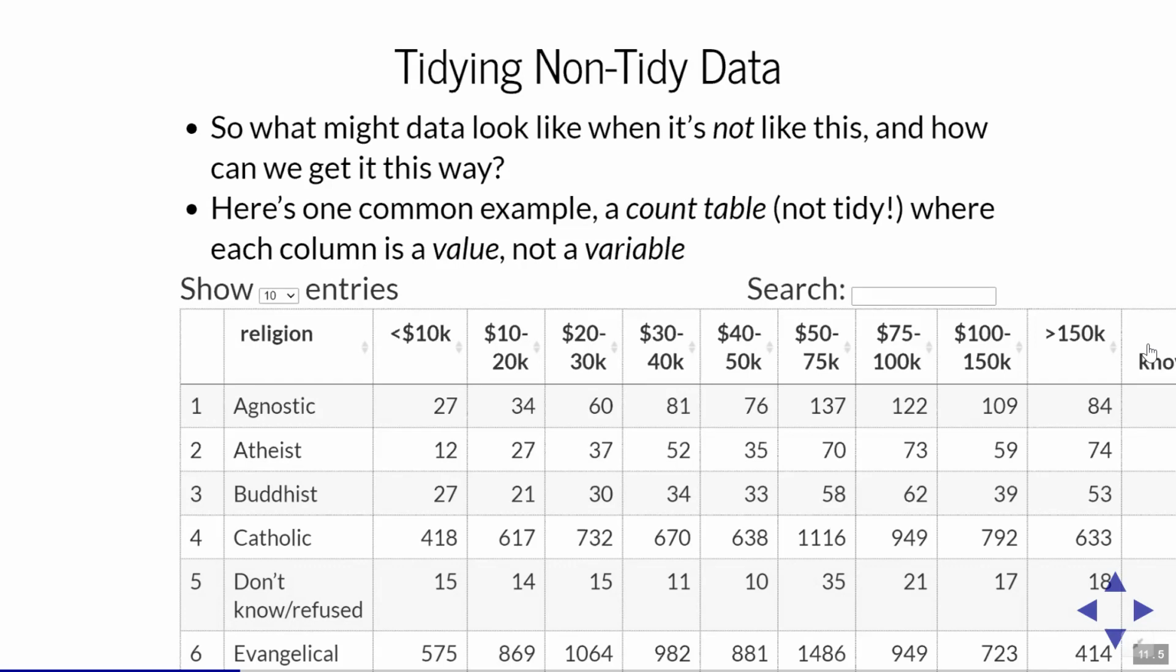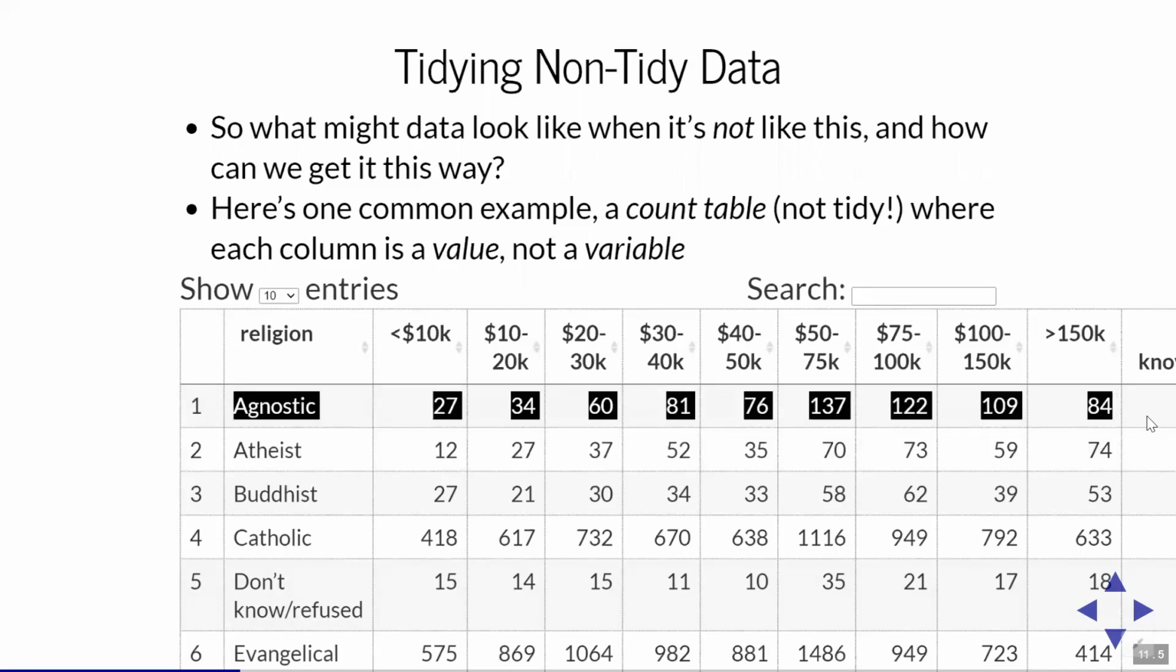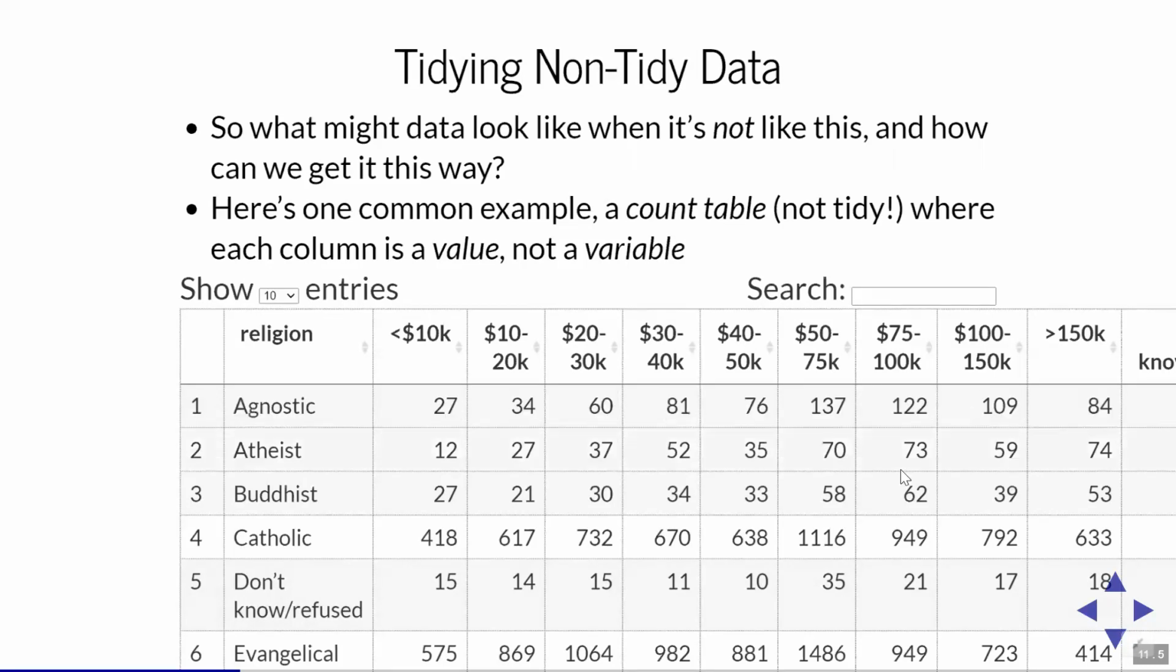We also want to have one observation per row. We certainly don't have that here, right? This cell right here represents 137 people. All of the agnostics are on this row, instead of having one row per agnostic, one row per atheist, one row per Buddhist, one row per Catholic, and so on, right? So clearly this is not tidy data.